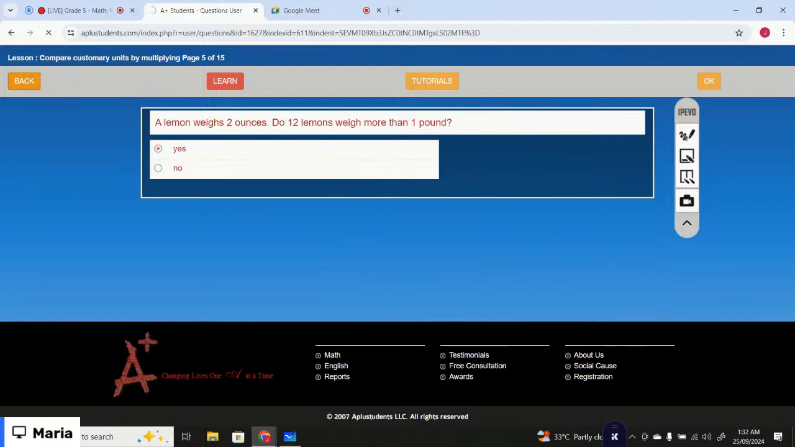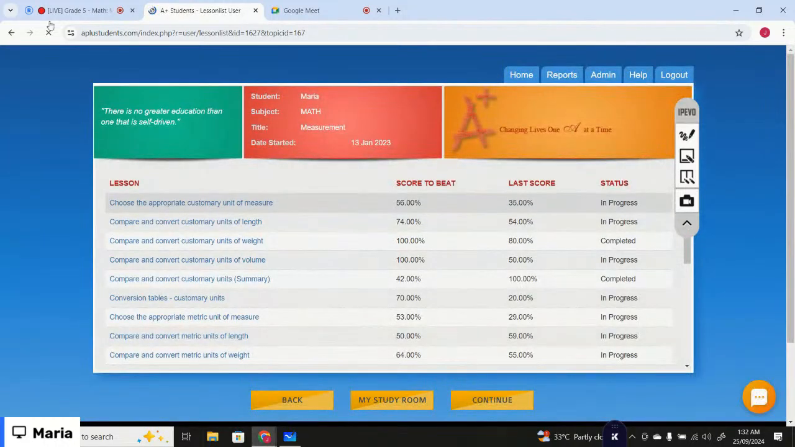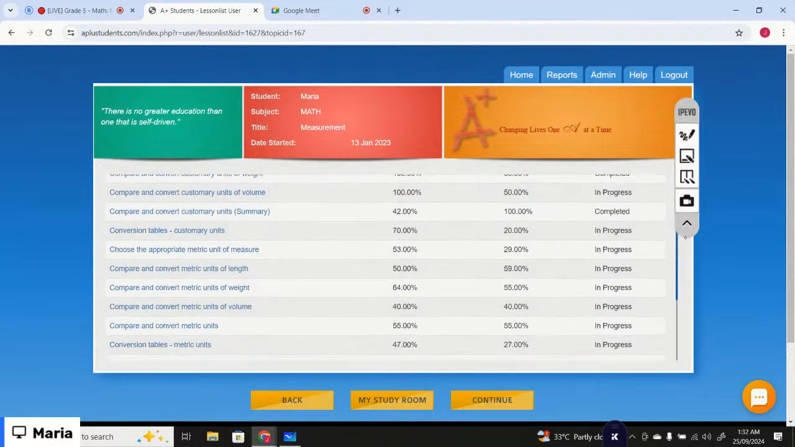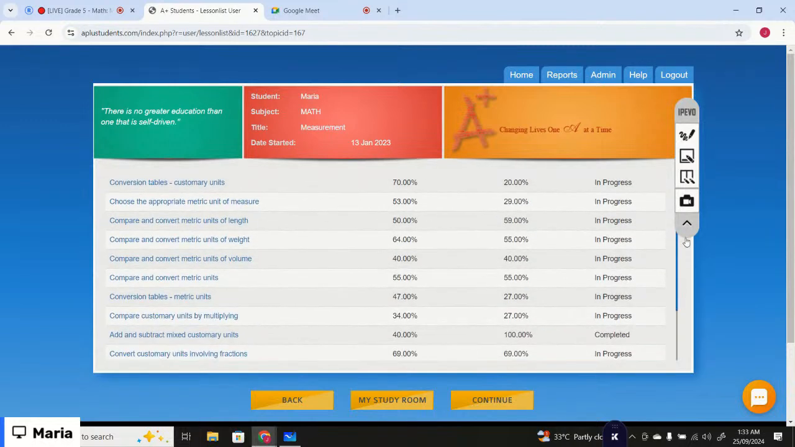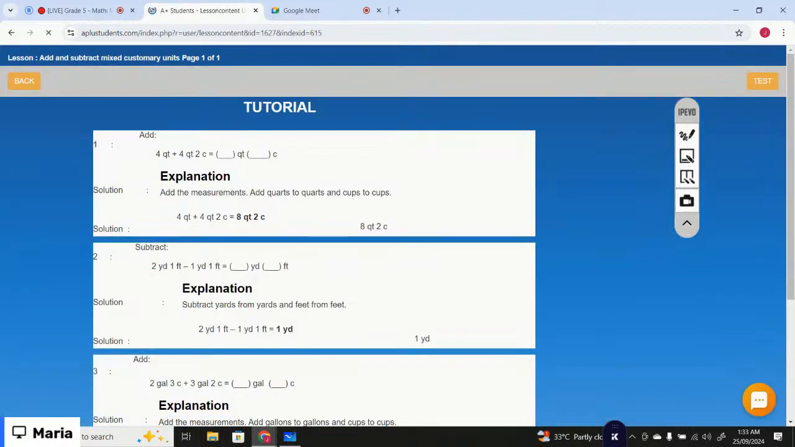The next lesson is add and subtract mixed customary units. Let's just start with the next lesson, that is add and subtract mixed customary units. So let's just start with the first example, that is 4 quarts plus 4 quarts 2 cups, right?